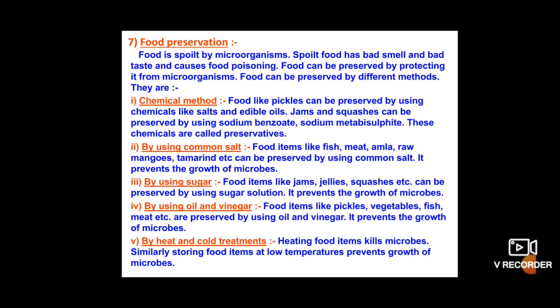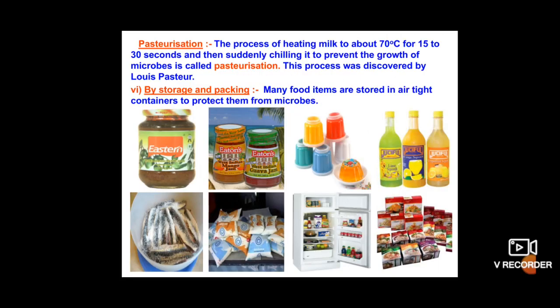In the same way, we also use common salt. Common salt is very helpful to preserve food materials. Apart from that, adding sugar and vinegar, and heat and cold treatment, are all the best preservative methods that help to avoid food poisoning and also help to avoid the growth of microorganisms.